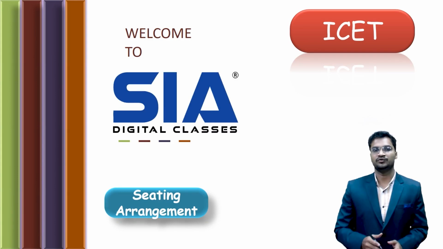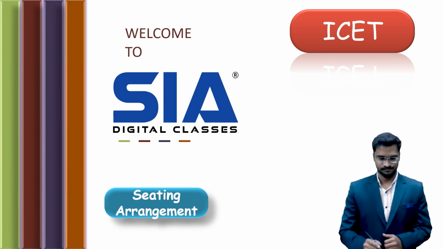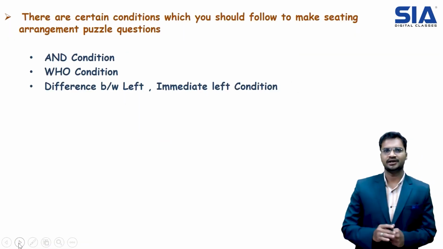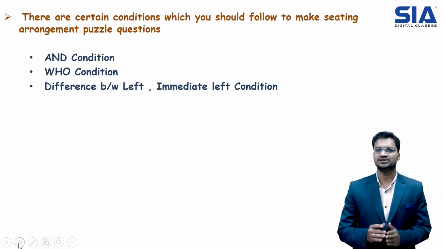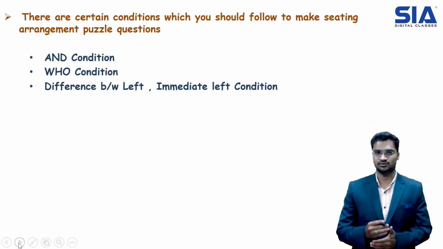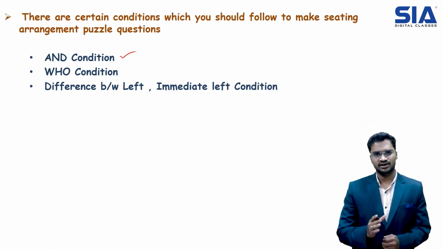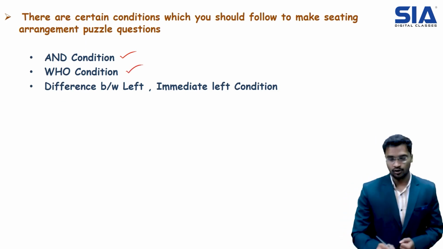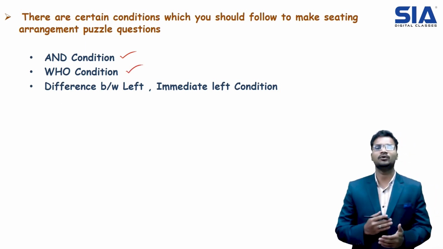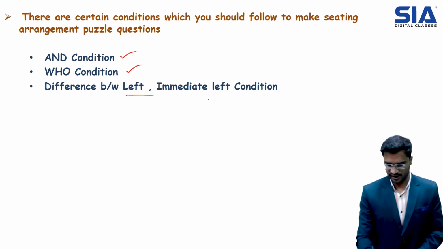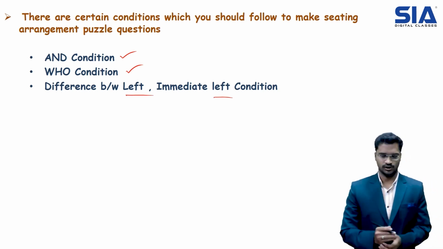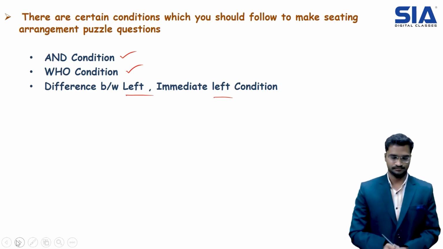In this video, we are going to see the introduction of our topic, seating arrangement. So let us start. Basically, in seating arrangement, we have certain rules or conditions. What are these conditions? First of all, we have the "and" condition, and the second one is the "who" condition, and we have to know the difference between left and immediate left. First of all, what is this "and" condition?